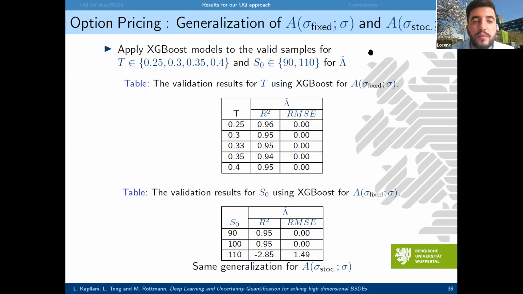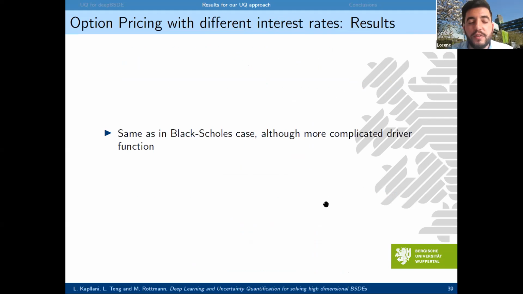And moreover, also here we considered the generalization power of the problems where we vary only one parameter, sigma. And also here the results are very good when we vary capital T, but again, not that good when we vary S0. So even in this case, we have the same results as in the Black-Scholes, although here we have a much more complicated driver function.